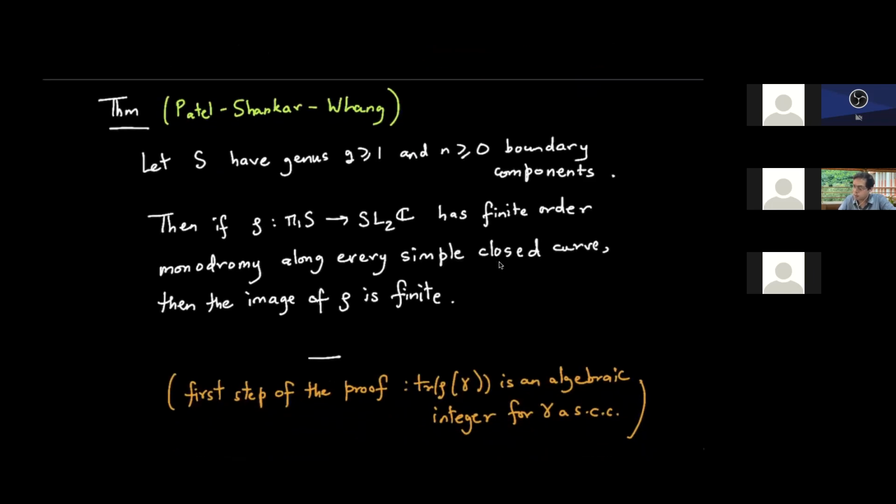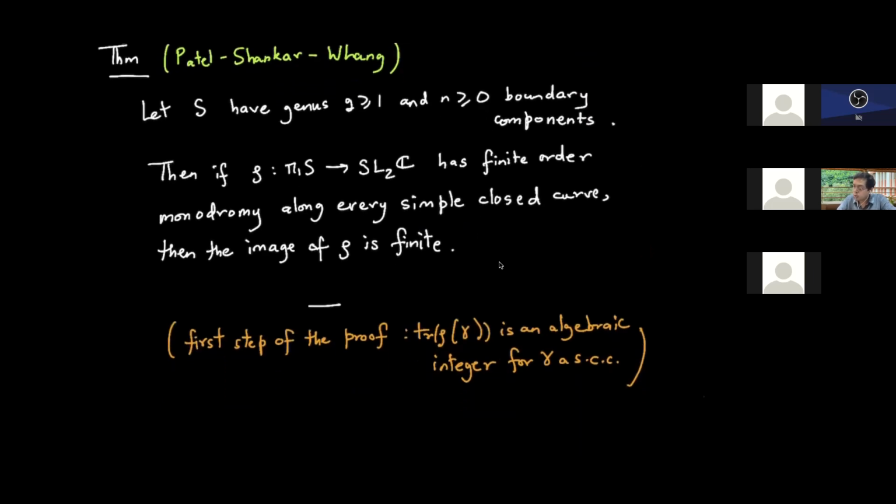The first step of the proof is to show that the trace of rho of gamma for any simple closed curve gamma is actually an algebraic integer. And then show that some of the Galois conjugates lie on the unit circle, and so on. Okay, maybe there's a more topological proof of this, I don't know. But in any case, we can use this theorem.